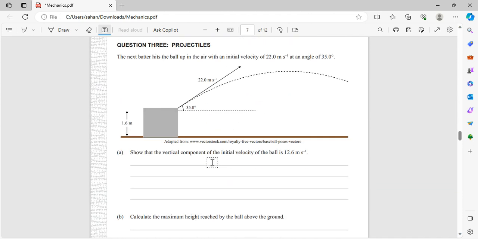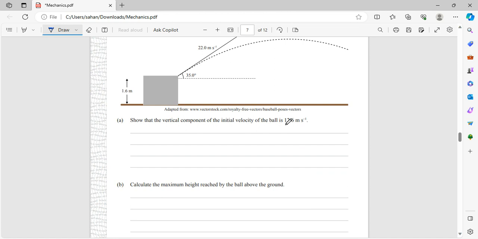All right, final question. The next batter hits the ball up in the air with an initial velocity. Okay, so again, I'm just going to highlight the main things. So we have V, and we have the degrees, and we have to show that the vertical component is this. Okay, let's do that then.